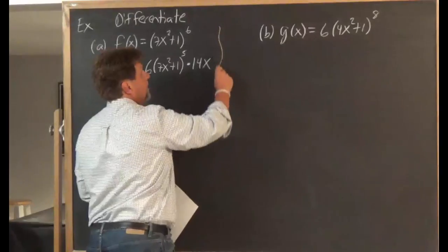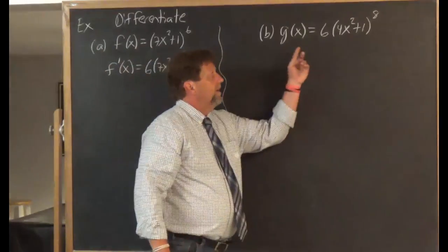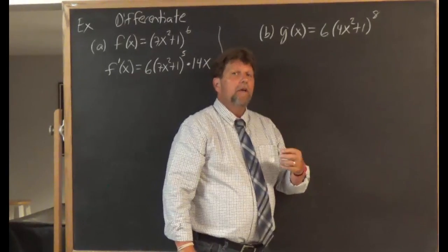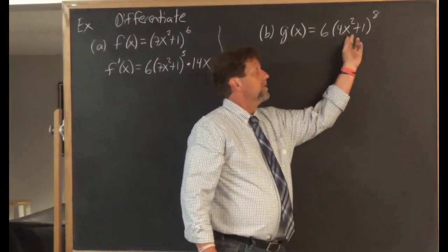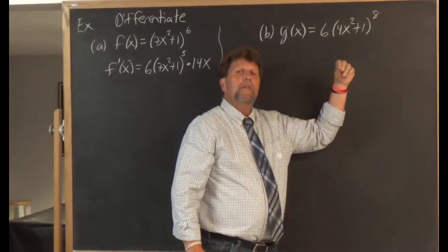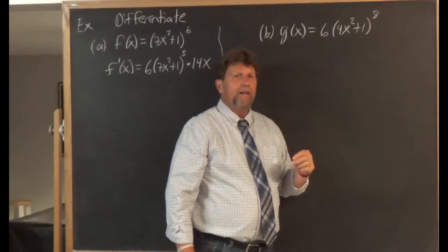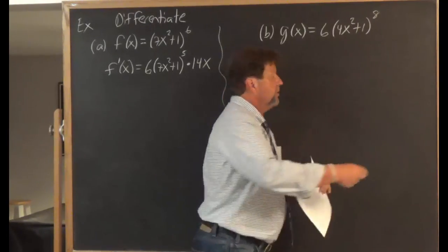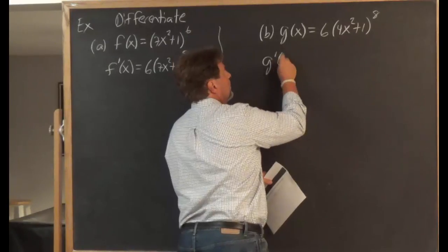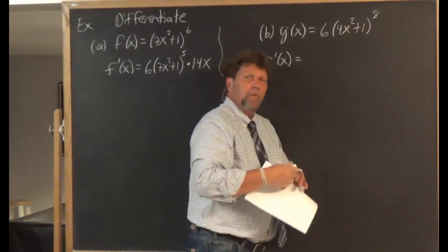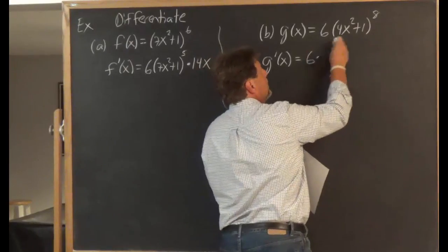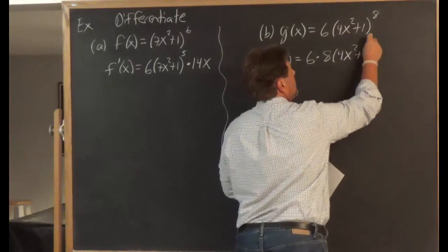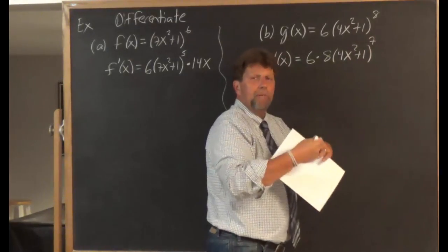So let's look at part B. g of x is 6 times the quantity 4x squared plus 1 to the 8th power. Here, the inside function is the 4x squared plus 1. The outside function is the exponent of 8. I mean, 6 is just a constant, so it's like a constant multiple here. So to get the derivative using the chain rule, we do it like what we normally would. Let the 8 come out front, subtract 1 from the exponent. So that's like the f prime of g of x part.